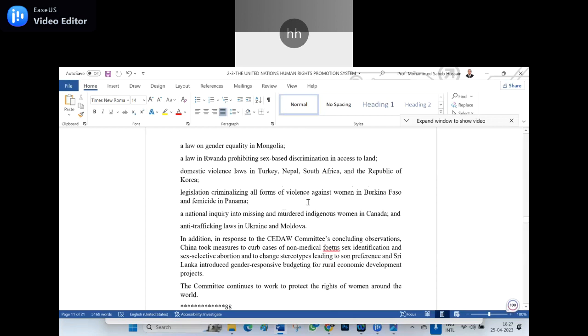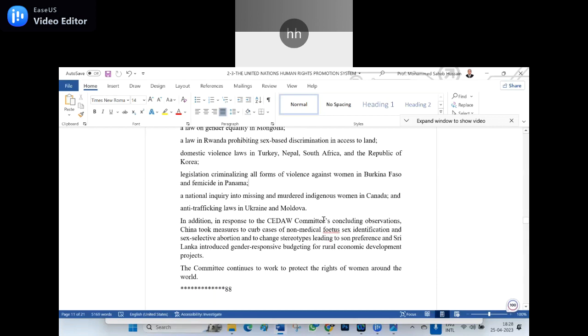A national inquiry into missing and murdered indigenous women in Canada, and anti-trafficking laws in Ukraine and Moldova. Trafficking is done in most places, where girls are transported to other countries in the form of employment, but they can be used for the flesh trade or prostitution. They are taken for household work, but later on they are exploited. So these are all the things that happen against women, and hence CEDAW will take care of it, to see that equal rights and equal protection are given as they are given to men.